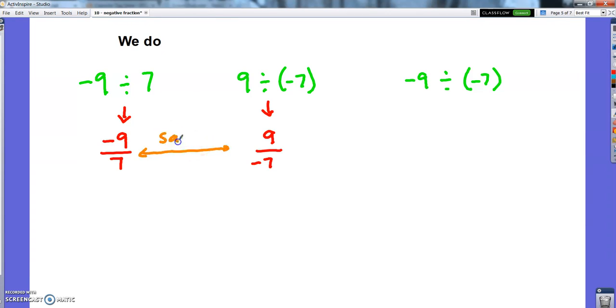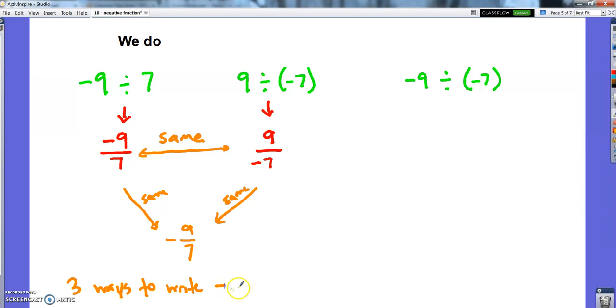These are the same. And they're also both the same as writing it like this. It just doesn't matter. Same. All three of these are fine ways to write a negative fraction. Three ways to write a negative fraction.